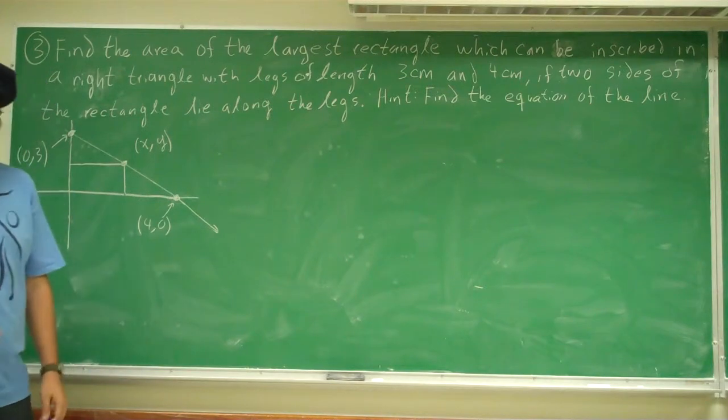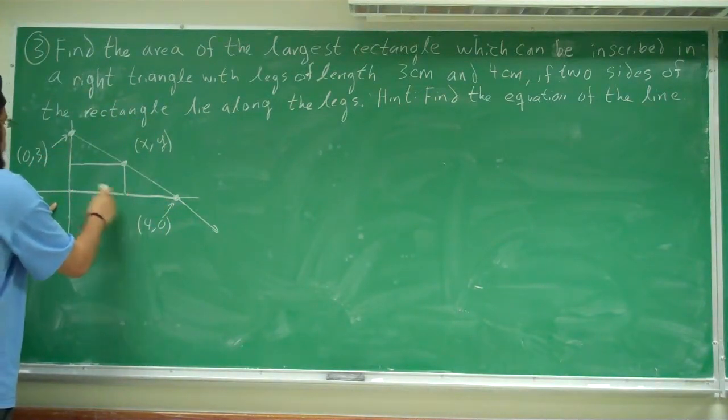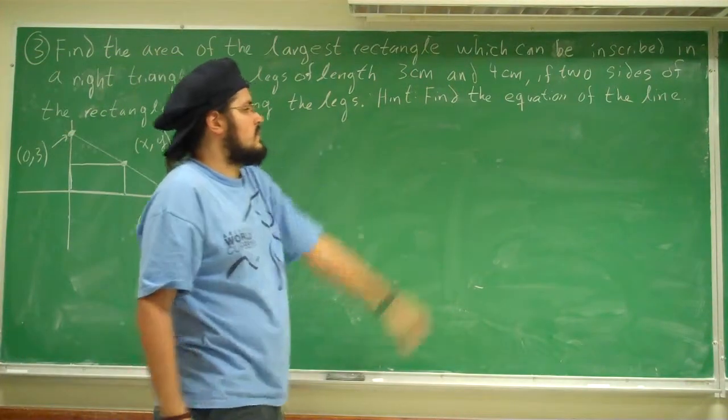Alright, so this is problem 3. Problem 3 reads: find the area of the largest rectangle which can be inscribed in a right triangle with legs of length 3 centimeters and 4 centimeters, if two sides of the rectangle lie along the legs. Here's a picture. Here's one side. Here's another side. And then the hint: find the equation of the line.